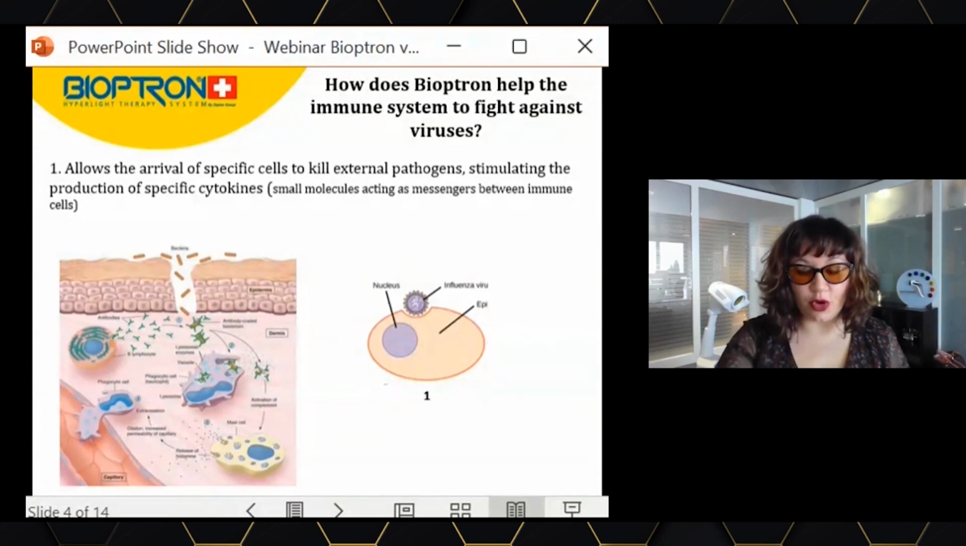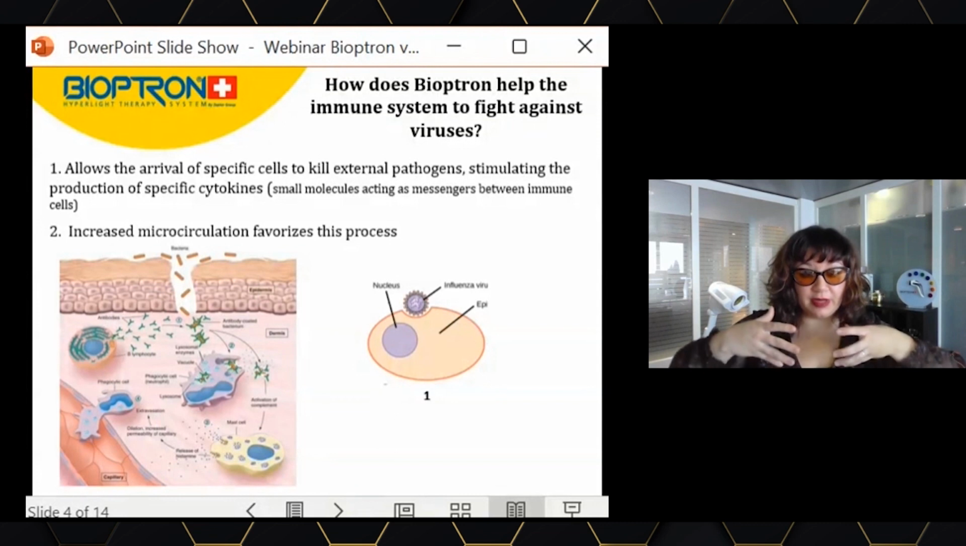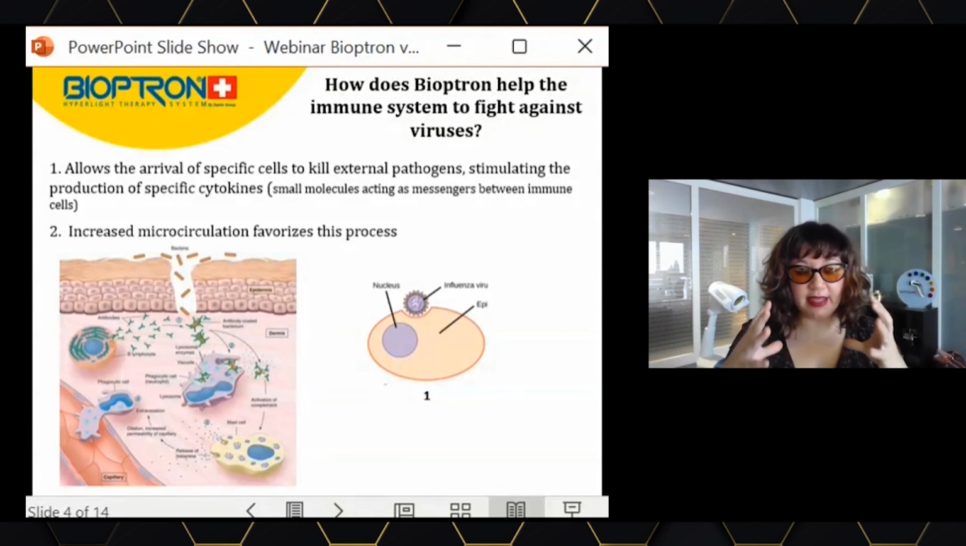But on top of that, as you know already, Bioptron is improving the microcirculation. Those immune cells need to arrive at this infection site by the blood, and for that, Bioptron is improving the arrival of blood to that site. It's as if Bioptron were not only helping the soldiers come to the infection site, but also bringing the flow of water in which these soldiers are coming by boat. So Bioptron is helping the immune system arrive at the infection site to fight against this external pathogen, and also helping these cells arrive faster.